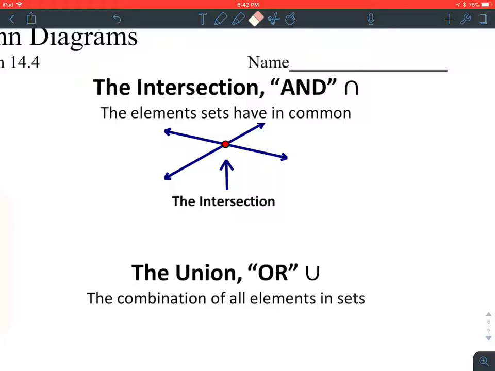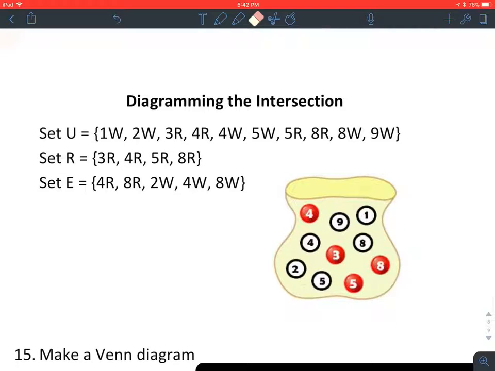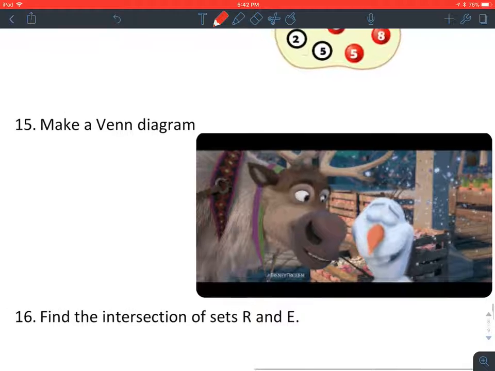Let's check out an example. Diagramming the intersection. We have the universal set: 1 white, 2 whites, 3 red, 4 white, 5 white, 5 red, 8 white, 9 white. We got set R, which are the reds. And we have set E, which are also some reds and some whites. It's weird sets. Let's make a Venn diagram of this.